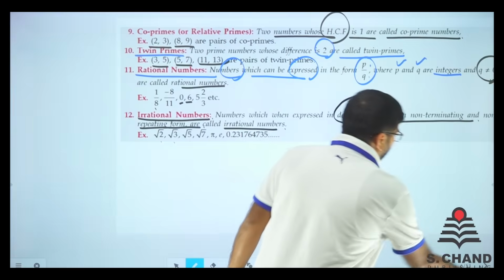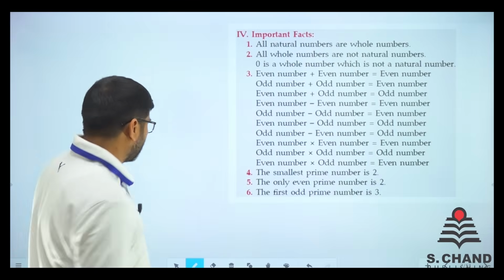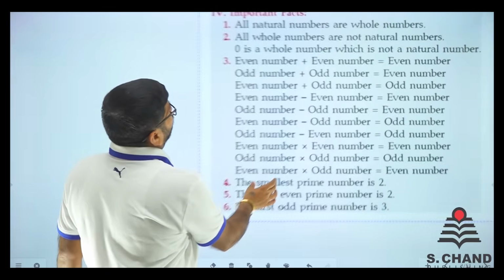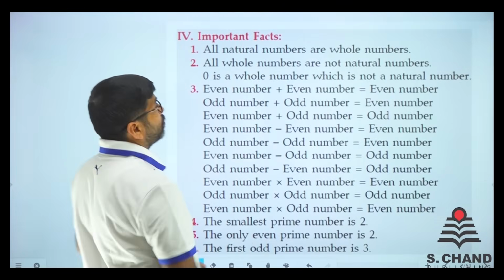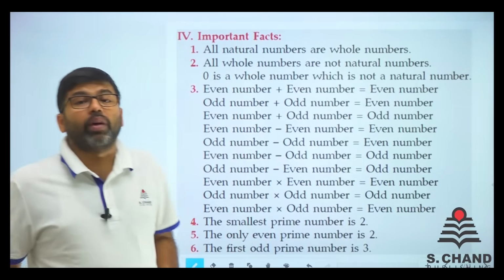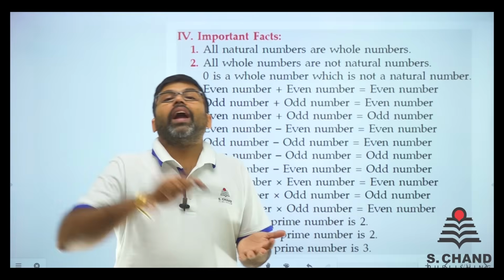Let's move on to the next part. What does it say? So we have some formulas for you all. What are those formulas? See, all natural numbers are whole numbers. As I told you earlier, whole numbers include 0 and all the natural numbers.